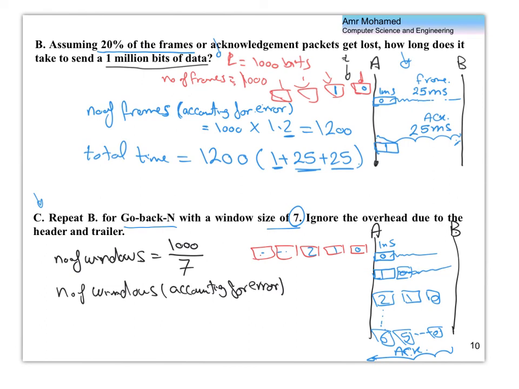Remember, this is very important. When an error happens in Go-Back-N, I have to go back to the beginning of the window and retransmit everything. This part here talks about 20% of the frames being lost. We assume that each lost frame is lost in a separate window, in which case 20% of the windows will have at least one frame lost. When a frame is lost, I have to retransmit the entire window, right?